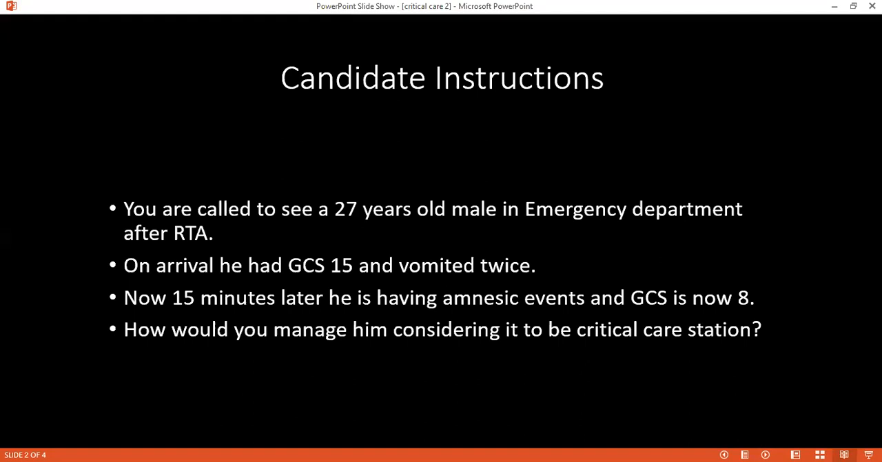Right, so if you have read and understood the critical care scenario, kindly tell me how would you manage this patient?